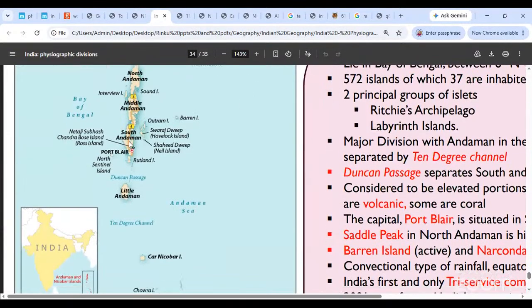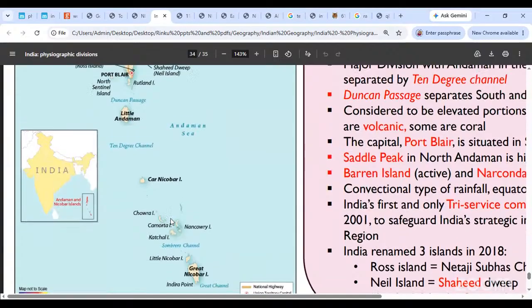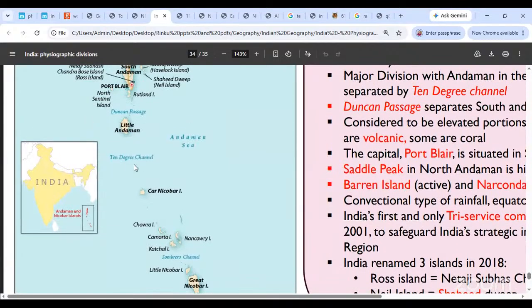Okay, these are the Andaman Islands to the north, and these are the Nicobar Islands to the south. And the water body that divides them is famously called the 10-degree channel. Okay, उसको 10-degree channel बुलाते हैं.